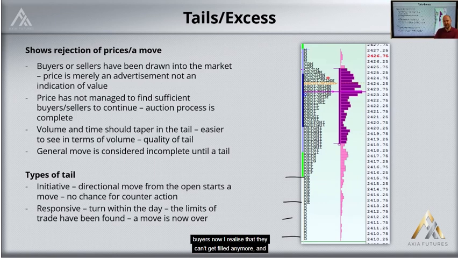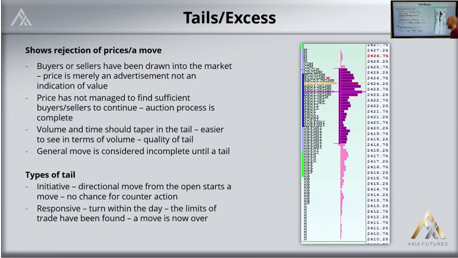Buyers now realise that they can't get filled anymore and are going to have to move their bids up. At the same time, sellers also realise that there are no more sellers. So if you're confident selling because you think there's people behind you selling as well, and all of a sudden nobody comes in after you and sells, you know it's the end as well. This is what we call a buying tail. A tail where buyers have taken control and sent the market back up.